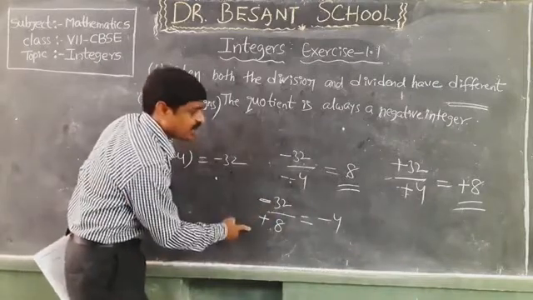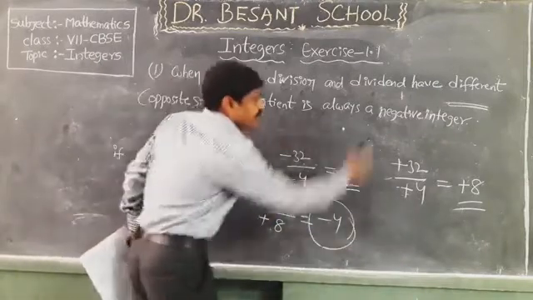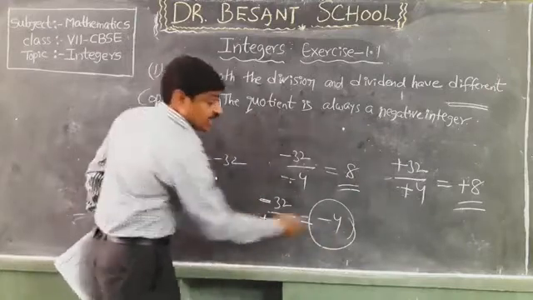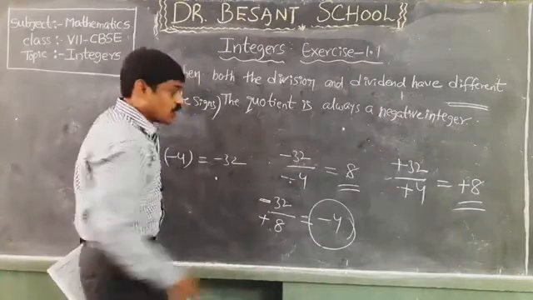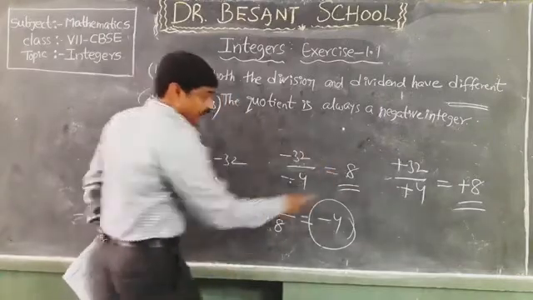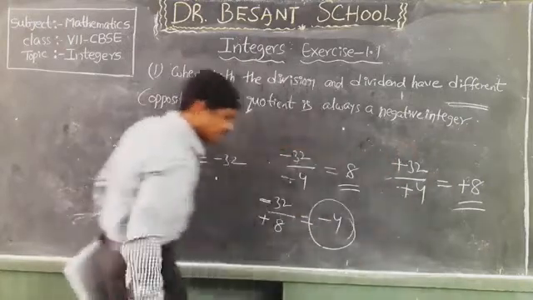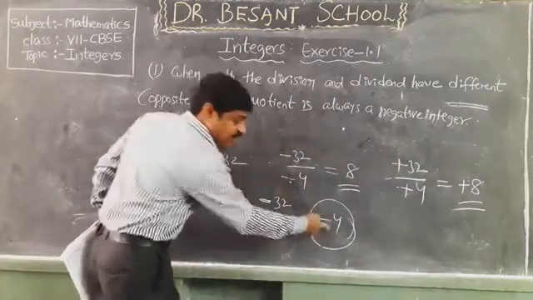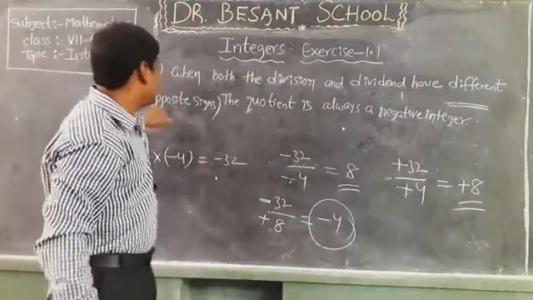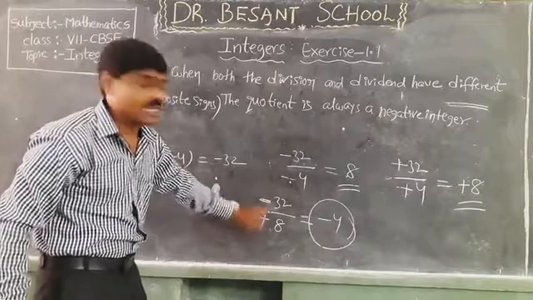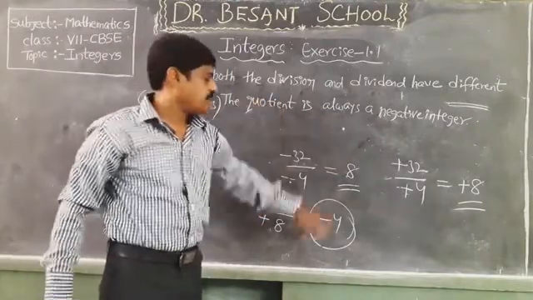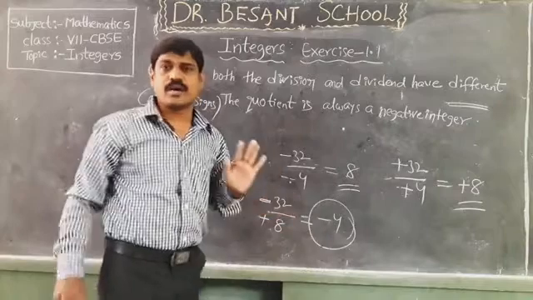Different signs, then what do we get as the result? We get a negative integer. If both have the same sign, we get a positive integer. If both have different signs, we get a negative integer. If divisor and dividend have different, opposite signs, one is minus, one is plus, then we get a negative integer. This is the rule. Understood?